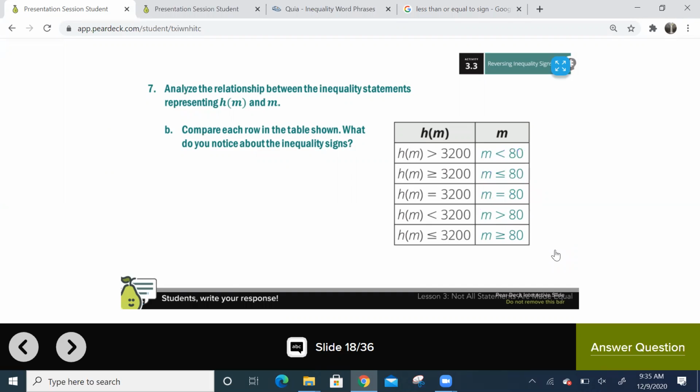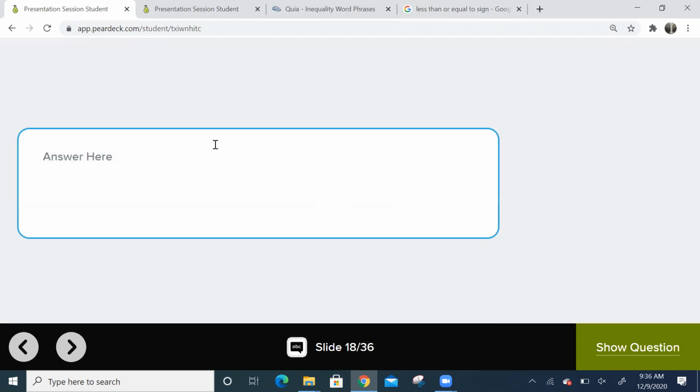Okay. Compare each row to the table. What do you notice about the inequality signs? Well, I noticed the inequality signs are inverse. This is greater than, this is less than, greater than or equal, less than or equal. So the symbols are switching, okay? And it has to do with the slope being negative. That's why the symbols are being switched. If it was just going straight up, if you start at 0 and you go into 4,800, then the symbols will be looking the same way. So what do we notice? Well, we notice that inequality signs are reversed.